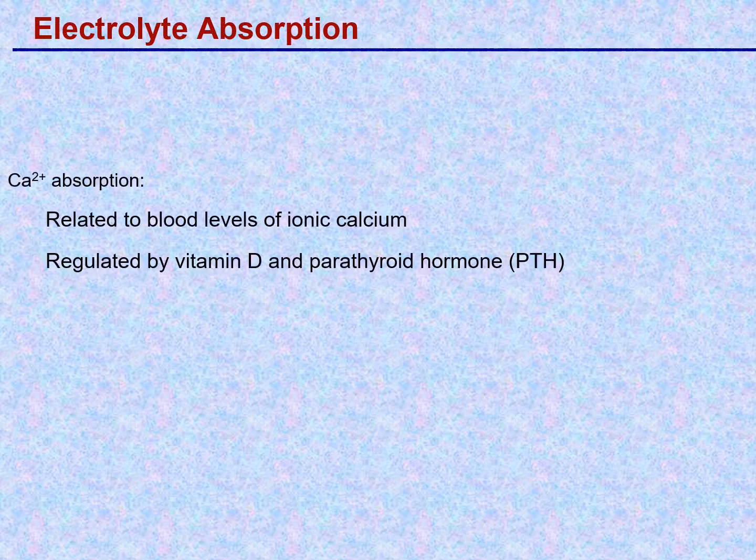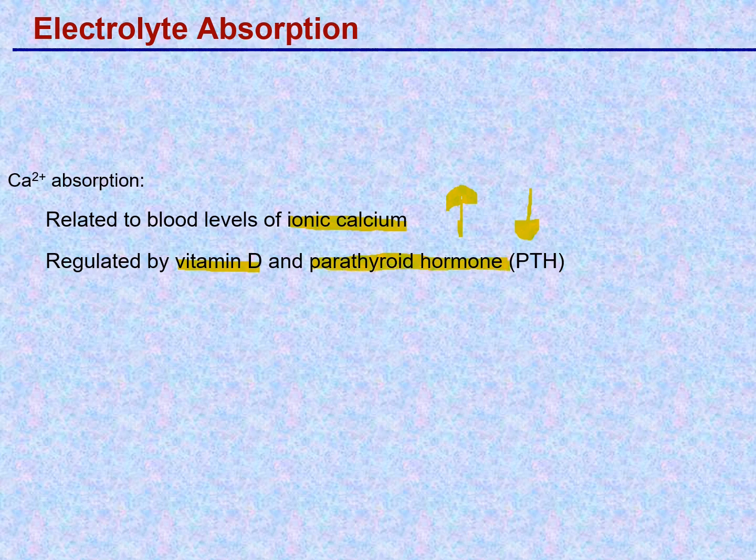Calcium absorption really relates to the blood level of ionic calcium. If the blood level is low, then calcium absorption from the food goes up. If the blood level of calcium is high, then absorption from the gut drops. The overall regulation is by vitamin D and a hormone released from the parathyroid glands, which are in your neck. There are 4 of them, 4 lobes, parathyroid gland.